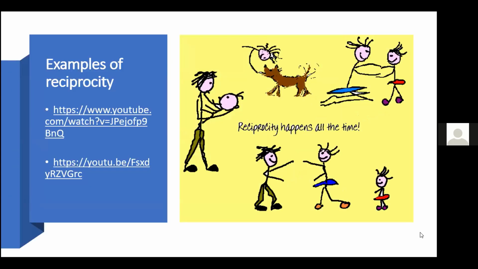And again, there's a couple of links there to show you some examples of reciprocity happening in all of our different relationships. So you can see it there with a mother and child, you can see it between different children, with an adult and a pet. It happens in all of our relationships, that to and fro, that dance of interaction. So do go and have a look at some of those video clips that are linked there, because they give some nice examples.